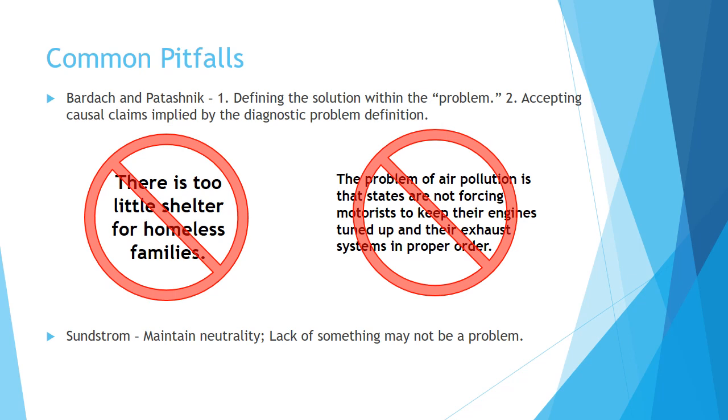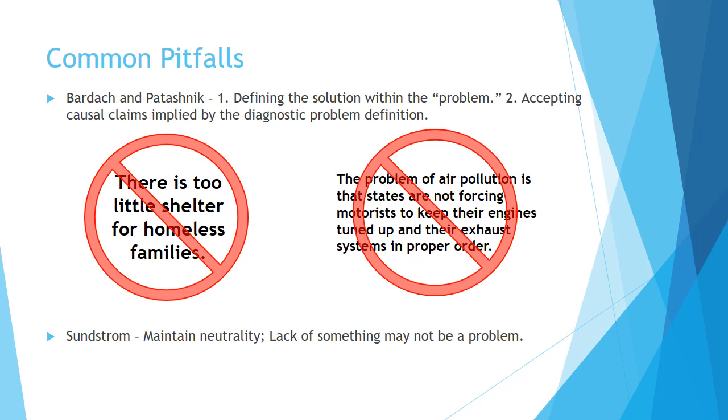Now, some of the common pitfalls that Bardach and Patashnik point out: don't define the solution within the problem. For example, they say if your problem is stating that there is too little shelter for homeless families, that's implying that we need more shelters. So that sort of problem definition is not appropriate. You might want to say instead that there are too many homeless families to address.